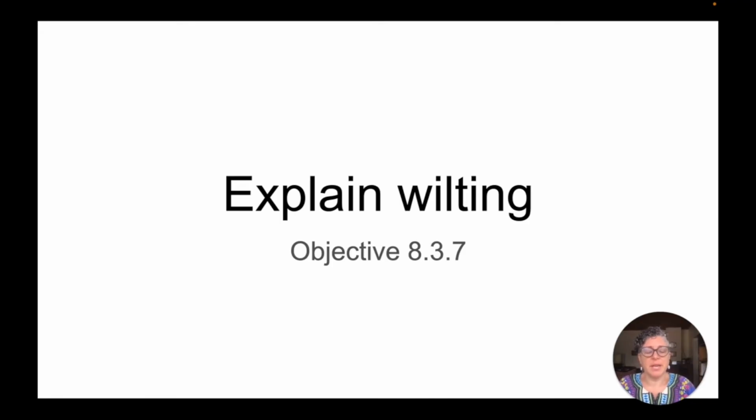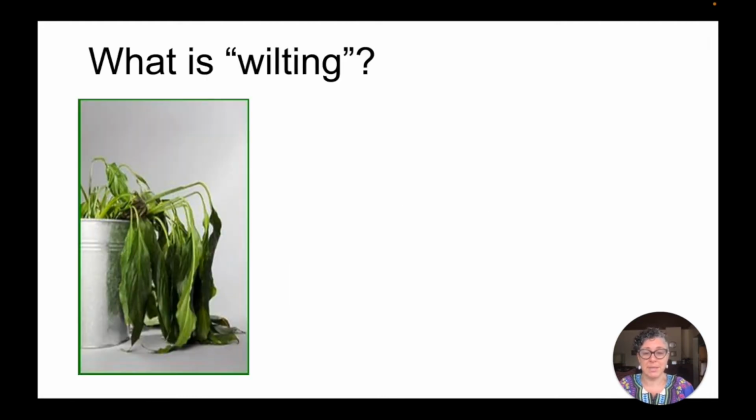This video covers the IGCSE Biology Objective 8.3.7 on the 2025 CAIE syllabus to explain wilting. Now you might say, yes, I already know what wilting is, but let's explain. Let's talk about the biology of what is happening when we have wilting in a plant.